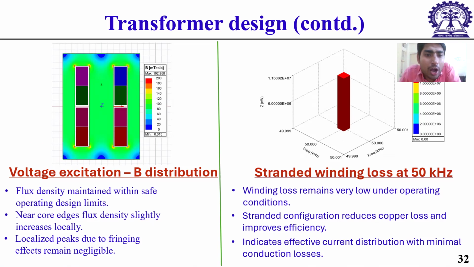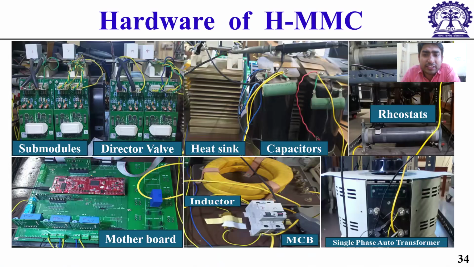Let me show you my hardware. This is my entire hardware of HMMC. Actually, AC to DC stage and DC to DC stage, I have done the HMMC part, that is the AC to DC stage hardware I have done. This is my entire hardware structure. Here we can see the sub modules and the director valve, and this is my motherboard where I have used the DSP controller. The DSP controller name is TMS320F28379D. Here is my MCB from where I am getting the grid current.